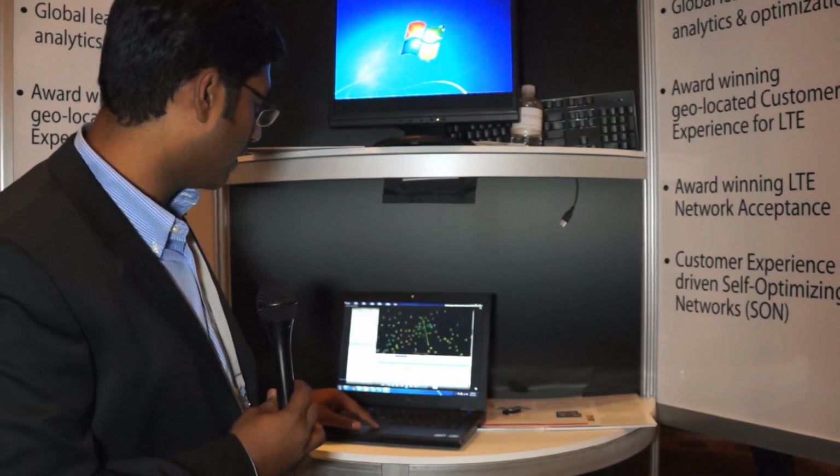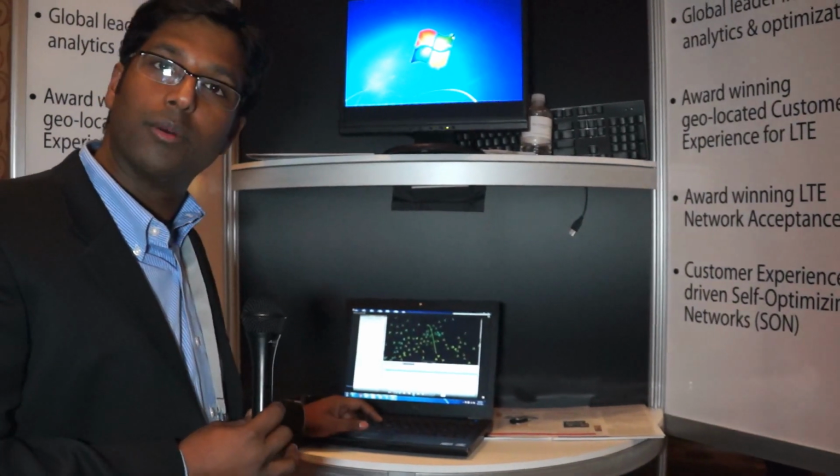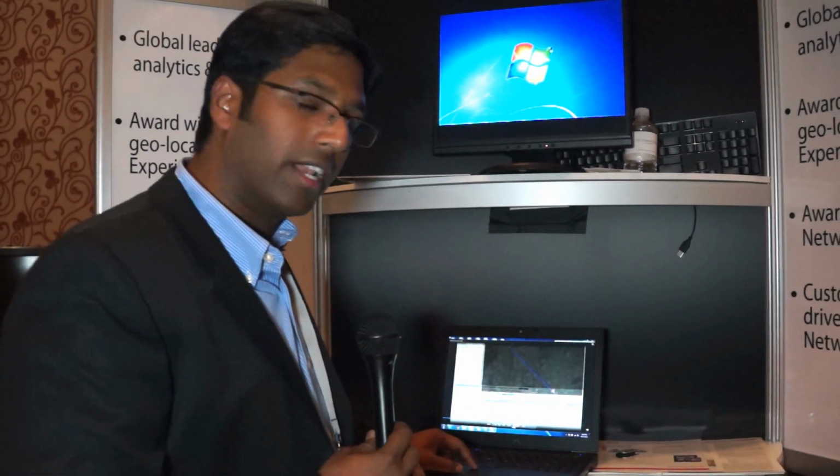So that was a very quick snapshot of what we're doing: using customer experience, doing the reactive analysis, and then finally taking it to the next frontier, where you can use SON and that intelligence to actually make changes to the network and fix it on the fly.